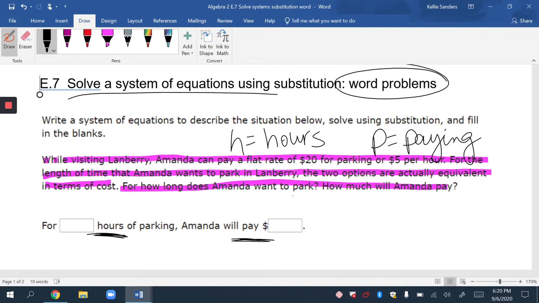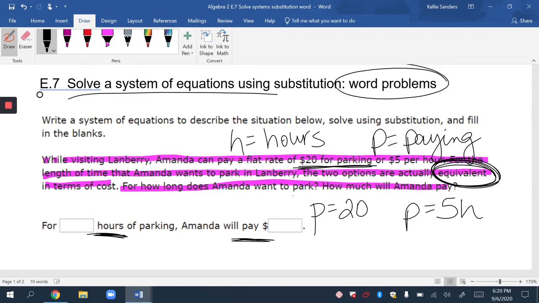All right, so let's go back to the words. Amanda can pay a flat rate of $20 per parking. Or $5 per hour. So she can either pay $20 no matter what, all day long, or she can pay $5 for every hour. So if she parked for 1 hour, she'd pay $5. If she parked for 2 hours, she would pay $10. We want to know when these are equivalent.